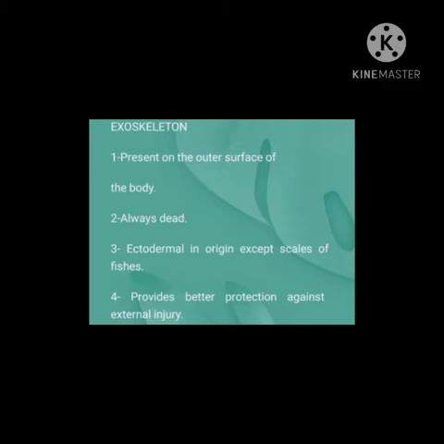exoskeleton and endoskeleton? Exoskeleton is always present on the outer surface of the body. It is always dead and ectodermal in origin. Ectodermal in origin means actually the developing embryo has three layers: ectodermal, mesodermal and endodermal. The outermost layer of the embryo is called ectodermal. Actually this exoskeleton is ectodermal in origin, except scales of fishes.